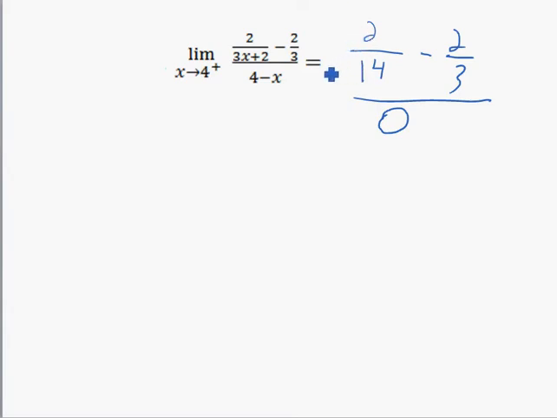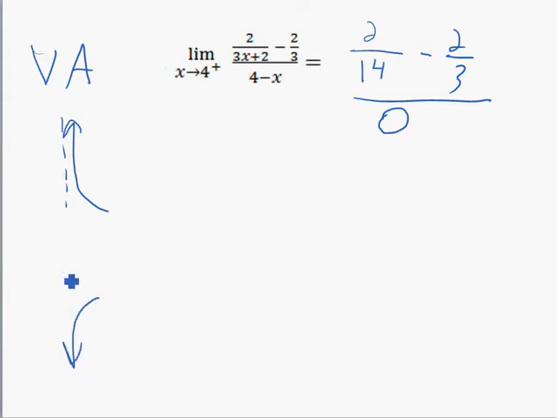And what that means is we've got some number that's not 0 divided by 0. And every single time that happens, that means, hey, there's a vertical asymptote. So what we need to do now, okay, we're approaching from the right-hand side. So we need to figure out on the right-hand side of this asymptote, is the graph going straight up like this, or is it going to go down?